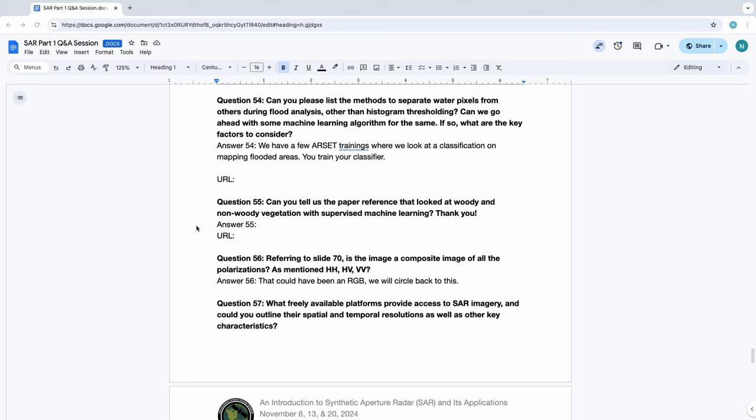So yeah, there are other ways. And in the list of tutorials, the references I put in the appendix, there is actually either one or two ARSET trainings on looking at flooding that I did, where I did a classification. So it was beyond just thresholding. It was a classification to map flooded areas. So you train your classifier with inundated vegetation, so double bounce, high backscatter, with open water, so that's really dark, and then with everything else that's in your image, and then you run the classification.